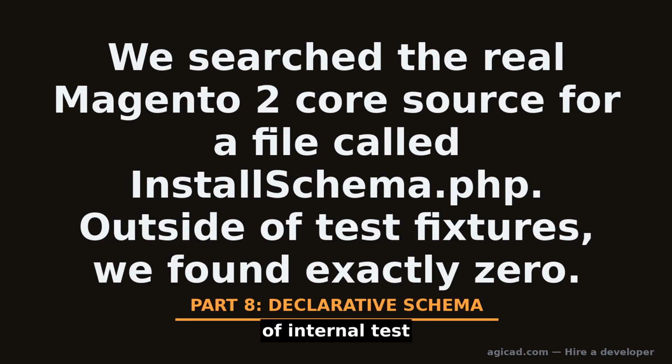Outside of a handful of internal test fixtures that exist specifically to test the migration mechanism itself, there is not one install schema file left anywhere in the real core codebase. In its place, 76 db_schema XML files, and 82 matching whitelist.json files.